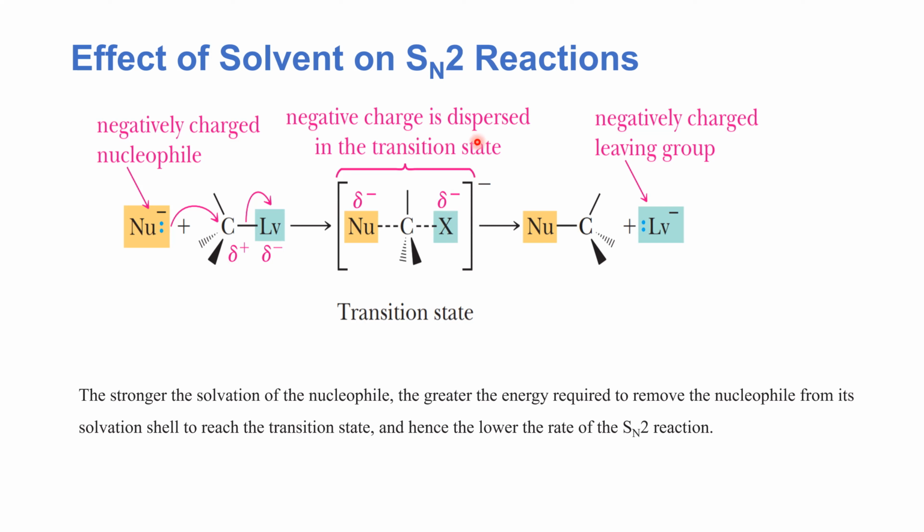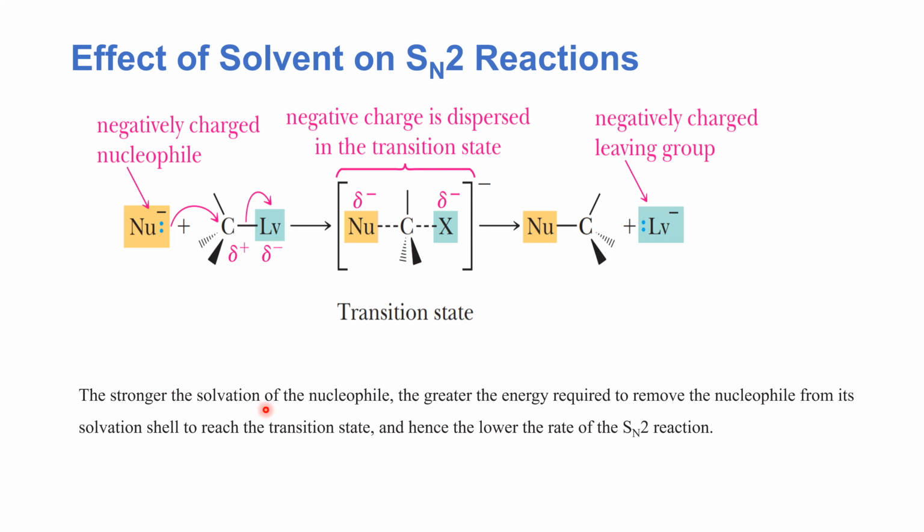The negative charge is dispersed in the transition state, because here is a nucleophile which is negatively charged, and there is a leaving group which is negatively charged, and this is taking up that electron pair. So this negative charge is dispersed in the transition state. Now, when it is converted into the product and the leaving group is completely leaving the molecule, this negatively charged leaving group is there, and the nucleophile has made a neutral product, with the carbon stabilizing its valency, right?